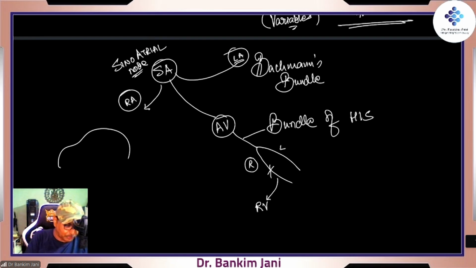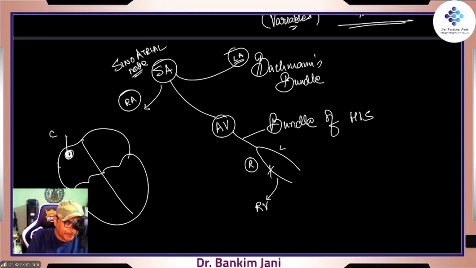So if we really draw the heart like a classical figure, right? This is the area where the SA node is. The AV node is at the junction of atria and ventricle, right? And this is the Bundle of His, and this is the branch which will be supplying the right atrium. This is the right atrium, this is the left atrium, this is the right ventricle, and this is the left ventricle.